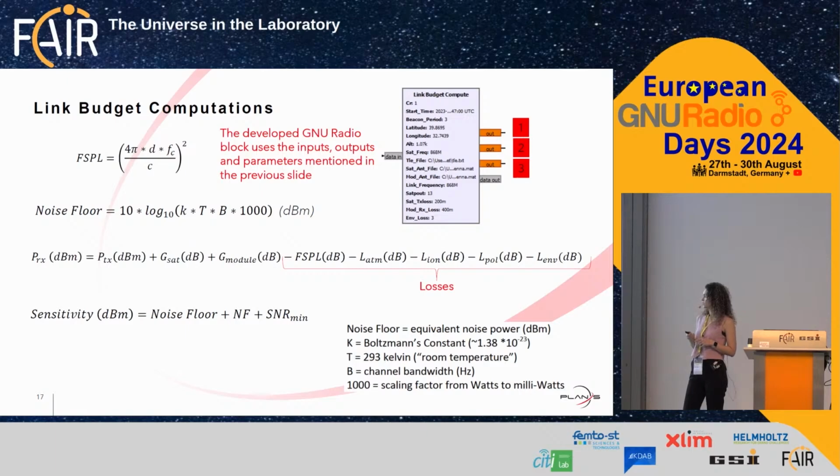And we have the received power. It is calculated as the transmit power and satellite antenna gain, module antenna gain, and subtracting all the loss sources. Then sensitivity is calculated as noise floor, noise figure, and minimum SNR value.